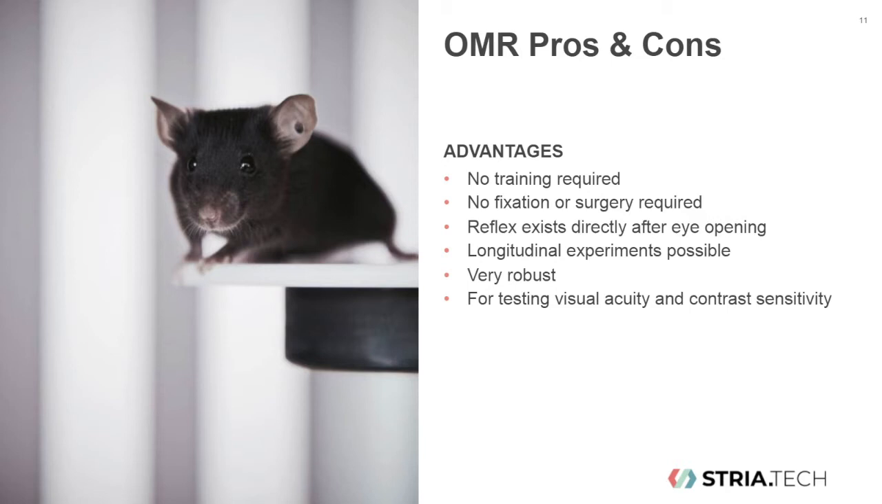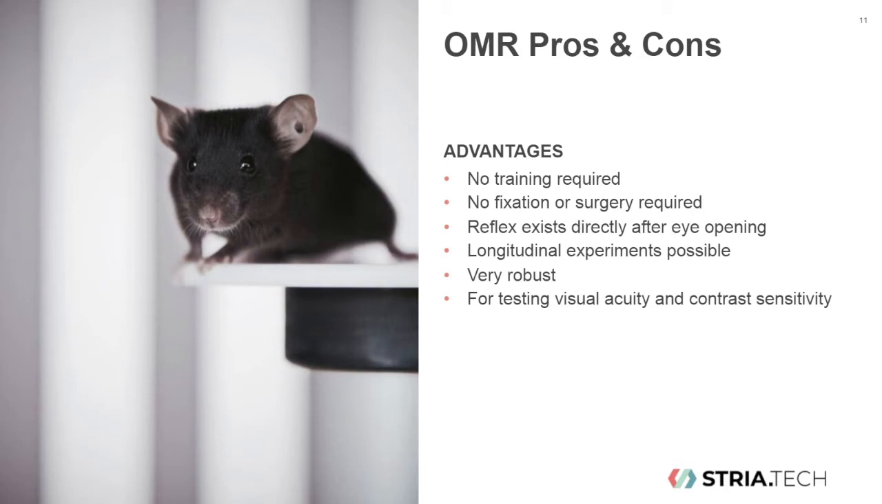Because it is a reflex, there is no training required. Any naive animal can be tested right away. Second, the animal does not need to be restrained. It does not require surgery. Third, this reflex exists at the time of eye opening. It is therefore possible to characterize and follow the animal's vision, even for early onset retinal diseases.